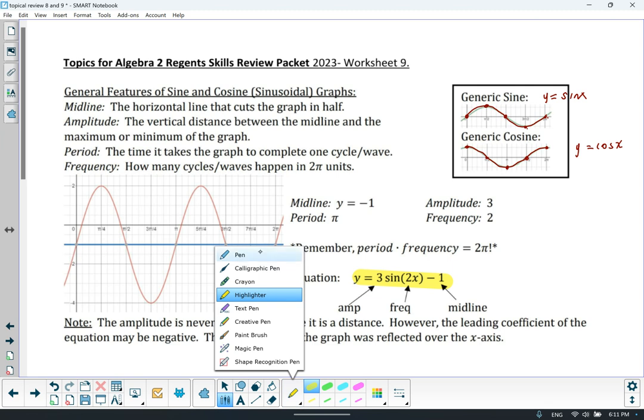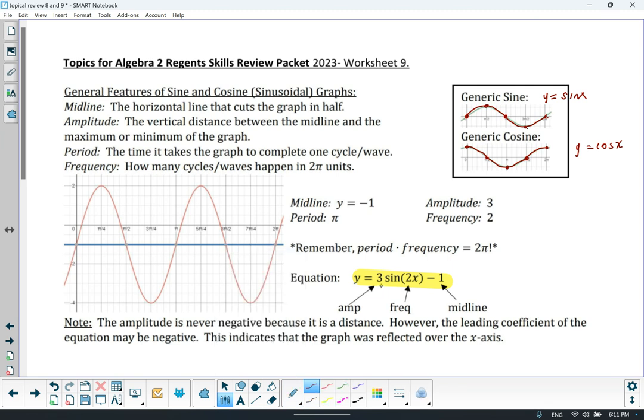The value in front of the name of the function is its amplitude, and that's the distance from the maximum to the midline or from the minimum point to the midline. So the absolute value of that number is the amplitude. The number that's attached to the angle, which is either going to be an x or a theta, it could be other values, but that's normally how we represent it, is our frequency, which is normally represented by a b or an f.